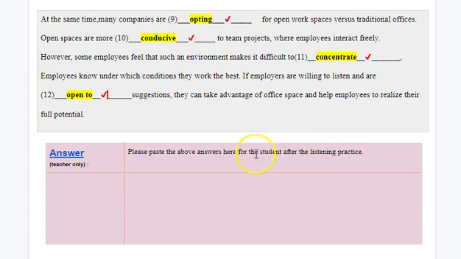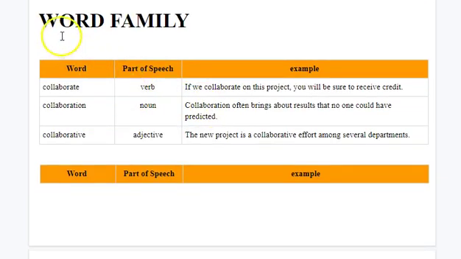Do you have questions, Abel? No? Okay. So for word family, kindly read.